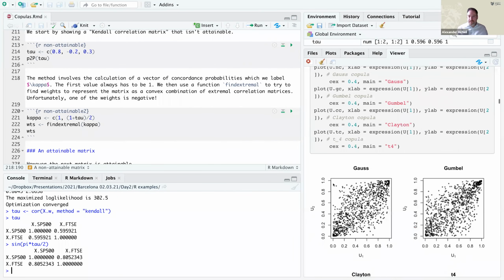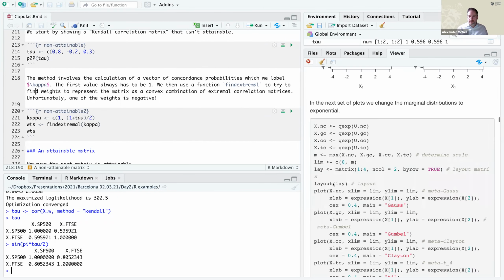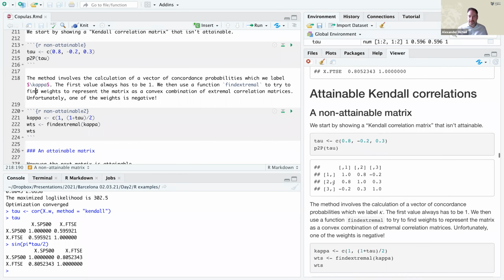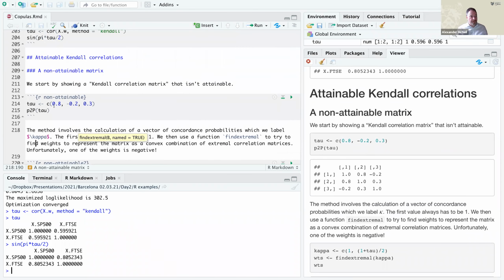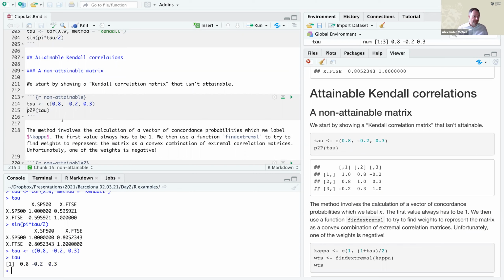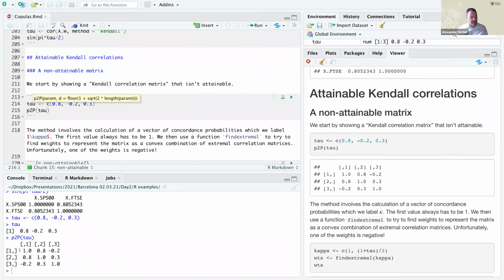Okay, so the piece that I'm going through now is the second section here, attainable Kendall correlations. And so firstly, I want to show you a non-attainable matrix. I'll show you a different one. So here's a set of values for tau. There's a very nice function called P2P, which is not my function, it's in the copula package. But when I do that, it turns it into the matrix.